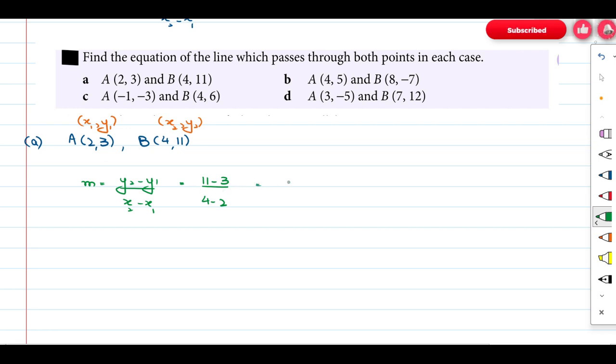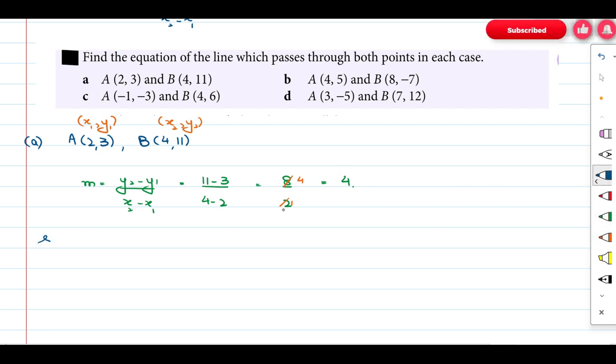11 take away 3 is 8, and 4 take away 2 is 2, and 2 times 4 is 8. So the m value is 4. We got m equals 4.